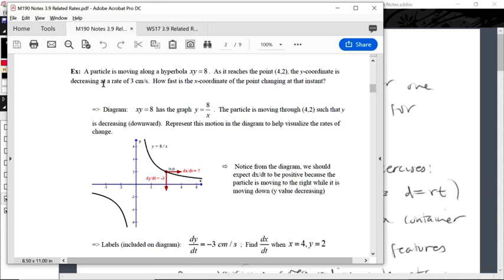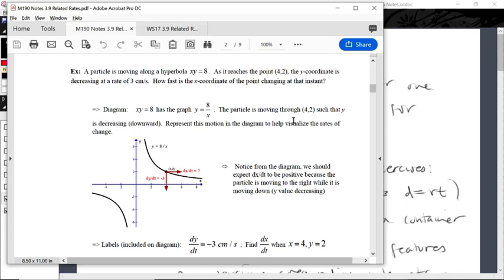We were told it was decreasing at a rate of 3 centimeters per second, therefore dy/dt is negative because it was decreasing. But we can see also that on this curve, dx/dt would have to be a positive quantity because we're moving to the right. We can see that from the picture here, because of the geometry of the curve. If it were a different curve, then it could have been that dx/dt was negative instead.